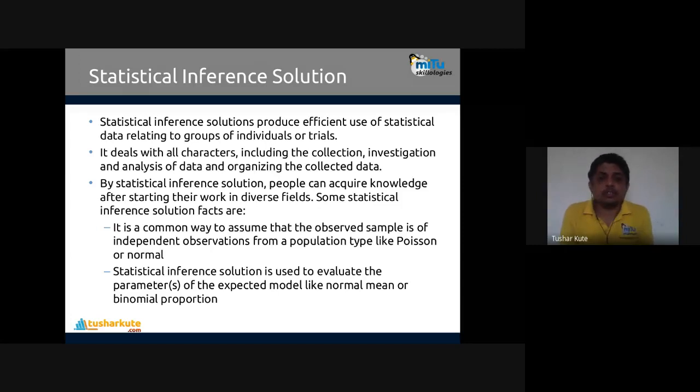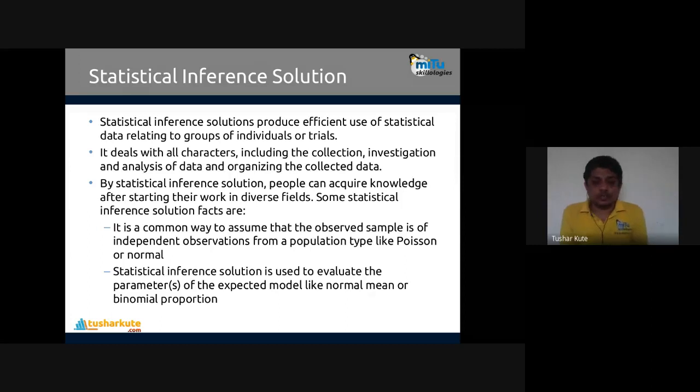It is a common way to assume that the observed sample is of independent observations from the population, like a Poisson distribution or normal distribution. Normal is basically called the Gaussian distribution. Generally, we identify the data from a normally distributed data set, and from that data we'll take it. I'll show what normal distribution means when we see hypothesis testing.